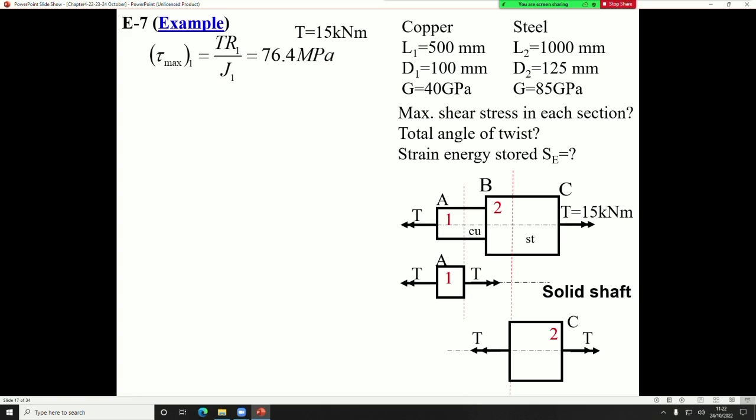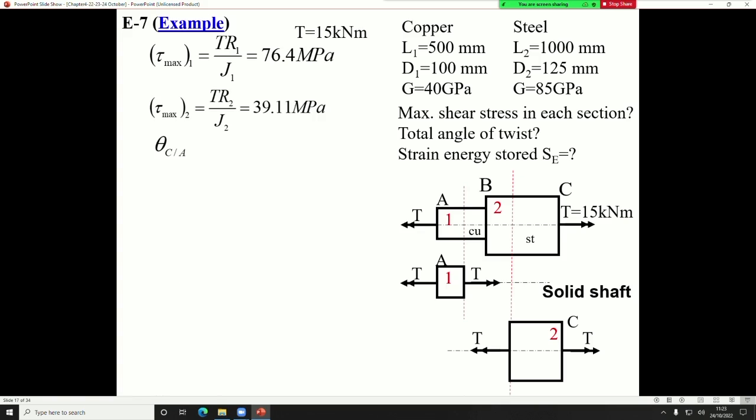So the first one gives us 76.4 megapascals. And the next one gives us, do you think that for number two we get a lower stress or higher stress? Is this higher or lower? Lower. Excellent. Larger cross-sectional area. Excellent, because it has a higher J value. Absolutely correct. Well done. So the second one must be lower because it has a larger diameter. Therefore, the J value is higher, so it gives us a lower stress value.